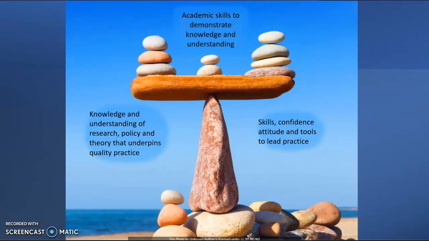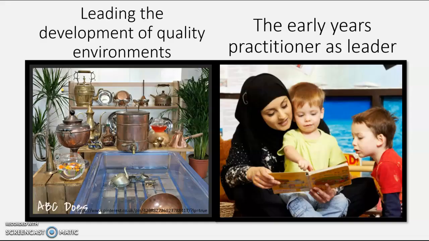So we need to ensure there's a good balance of introducing information about theory, research, policy and principles that underpin quality practice, the academic skills to demonstrate this knowledge and understanding in assessment, as well as the skills, tools, confidence and attitude to lead practice in your settings. So we need the knowledge and understanding. We then work with you on the academic skills. And then that shows that you have the skill and the confidence and the attitudes to lead practice in your setting. The two modules that we have chosen for this are leading the development of quality environments, as we know that the environment is the fourth teacher for our early years children, and the early years practitioner as lead, as without you as the practitioner, we do not have that excellent guidance for children to follow.